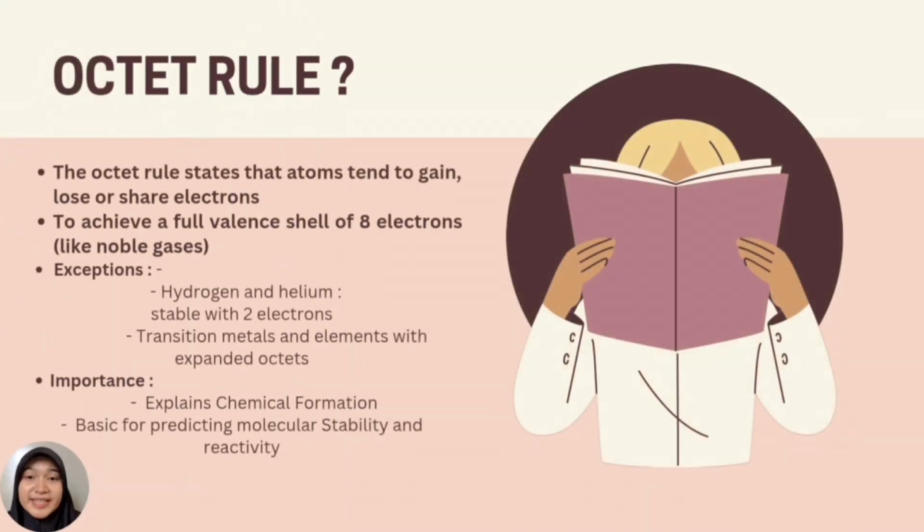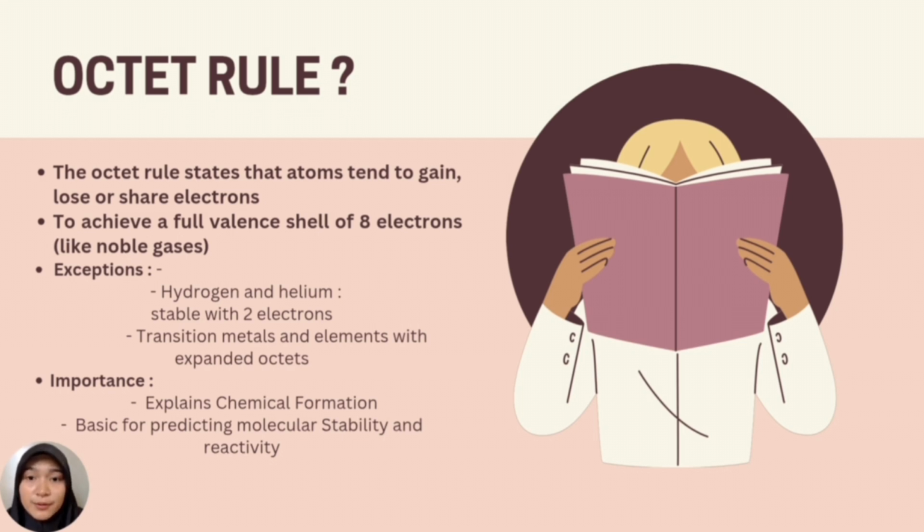Now we move to the octet rule. The octet rule states that atoms tend to gain, lose, or share electrons to achieve a full valence shell of 8 electrons, similar to the electron configuration of noble gases. However, there are exceptions to this rule. Hydrogen and helium are stable with only 2 electrons in their valence shell. Transition metals and elements with expanded octets may also not follow the octet rule, as they can hold more than 8 electrons in their outer shell.